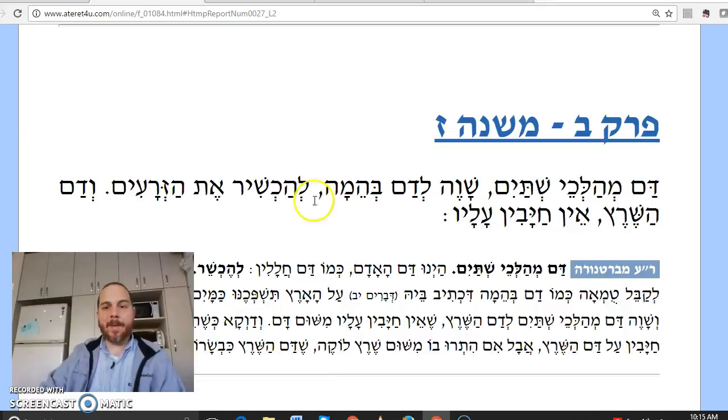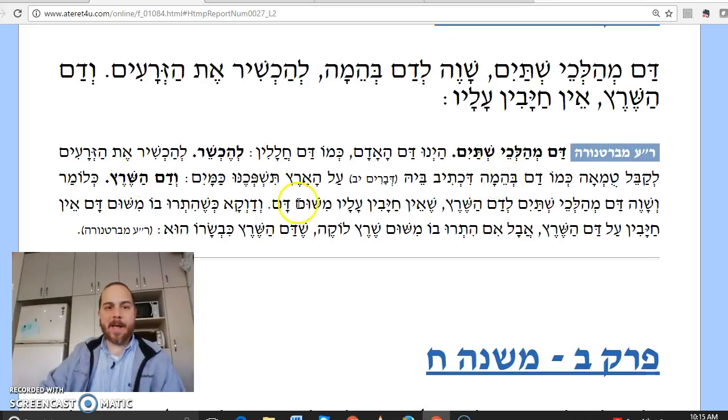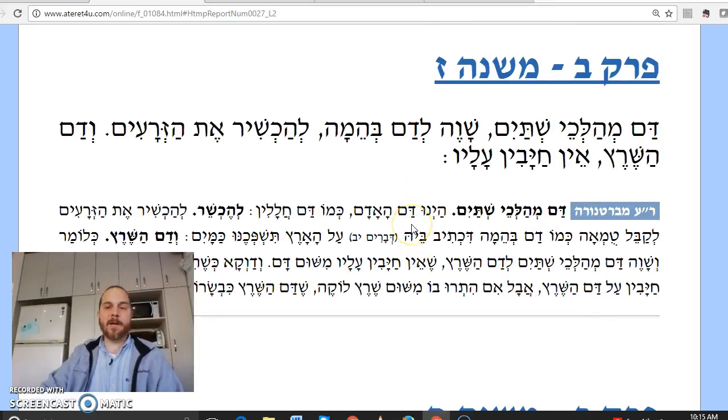But the Bartenura comments and says you're not allowed to eat sheretz. It's asur to eat sheretz. So you're not chayav on blood, en chayavim alav. You're not chayav on blood, because there's no issur of dam. But you're not allowed to eat the blood of a sheretz because of the issur of sheretz. It's not the din of eating the blood of a behema, the issur of blood. Nonetheless, dam mahalchei shtayim is like dam sheretz, and there's no issur karet of eating human blood.